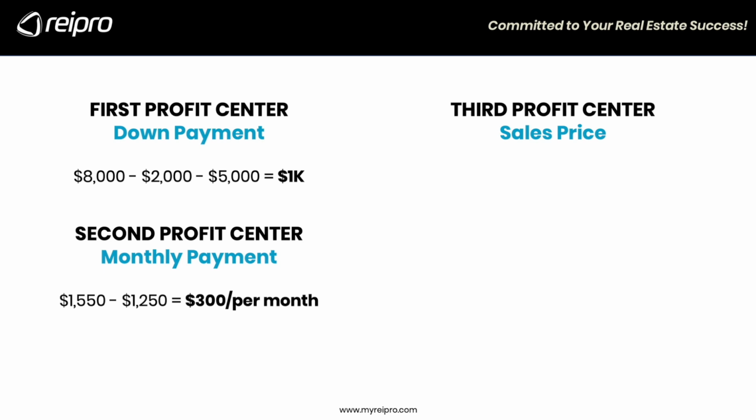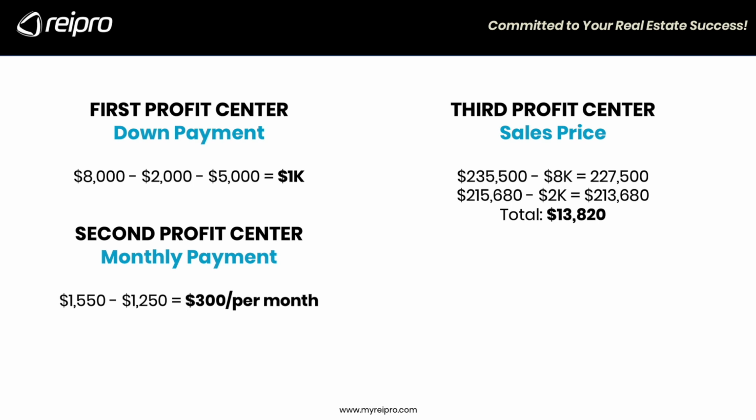The third profit center is going to be the difference in sales price. So the new buyer is buying it for $235,500, but keep in mind they put $8,000 down, so their balance is $227,500. And with us and the seller, we owe them $215,680 minus the $2,000, which equals $213,680. Total $13,820 with the difference in those prices. Now, of course, there'll be some closing costs that might eat into that particular profit, but just to keep the example simple here, total profit on the deal was $18,420.